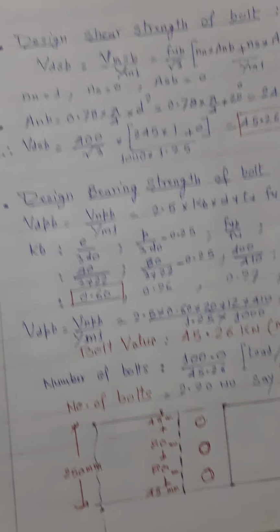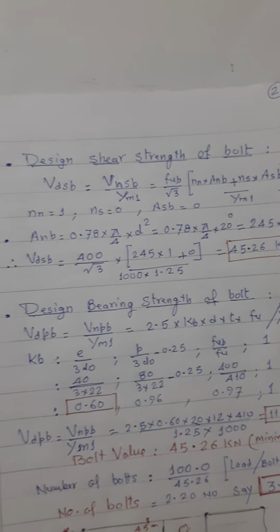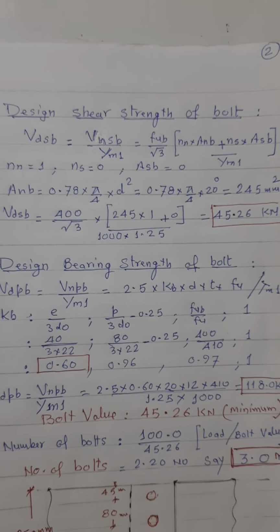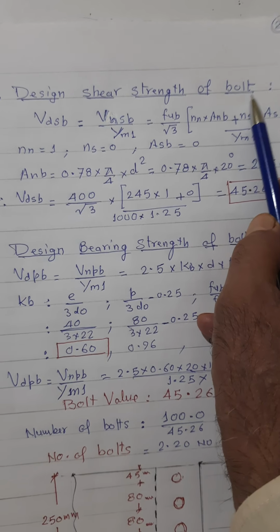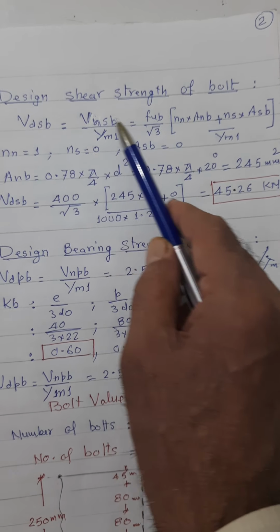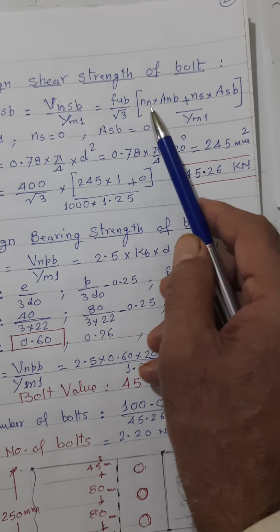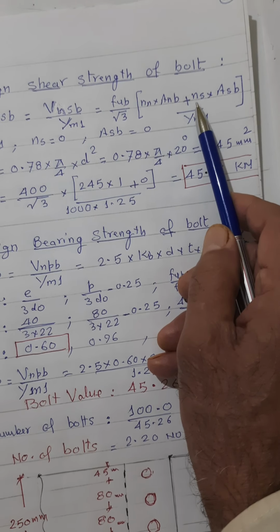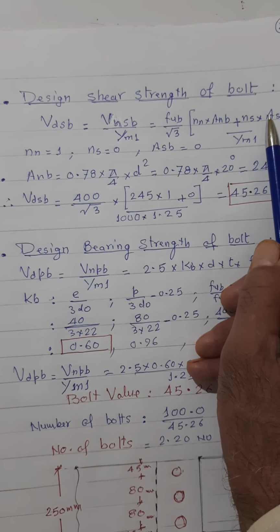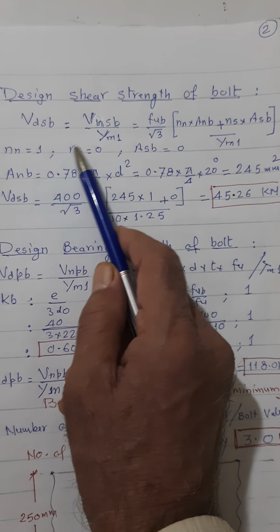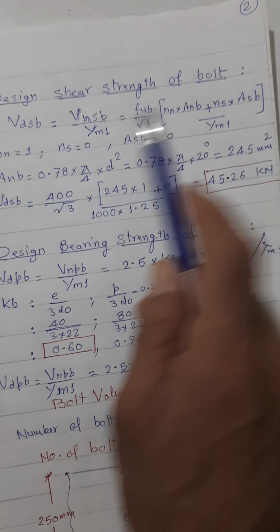Let us see now. First of all, we'll talk in terms of the bolt first and then we'll go for the plate. So design shear strength of a bolt. Now VDSB is equal to VNSB upon gamma M1, is equal to FUB upon under root 3 into N_N times ANB plus NS times ASB. You know, when it is a lap joint, N_N is equal to 1 and NS is equal to 0. So this term automatically turns out to be 0.